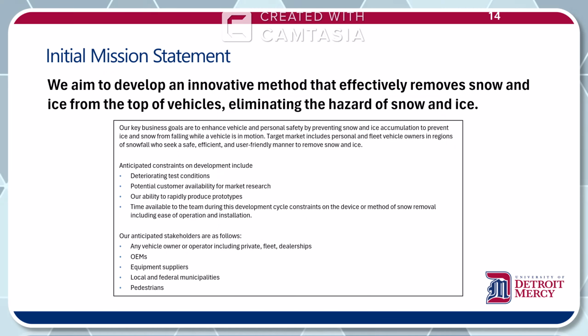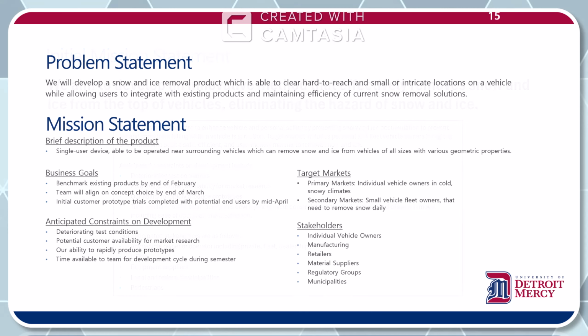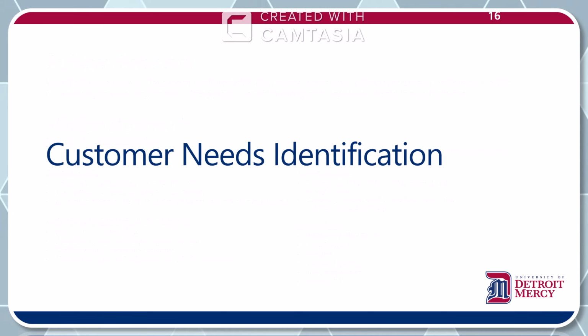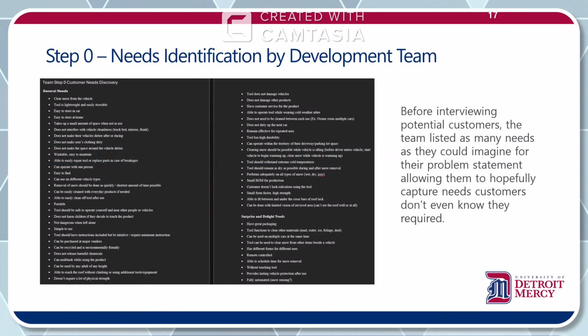From the problem statement, a mission statement was developed outlining anticipated stakeholders, constraints, business goals, and of course, the primary directive of the product. After an initial draft, leveraging feedback the team received, the mission and problem statements were revised to their near final form. The next step was to identify customer needs, which kicked off the concept development phase of the PDP.